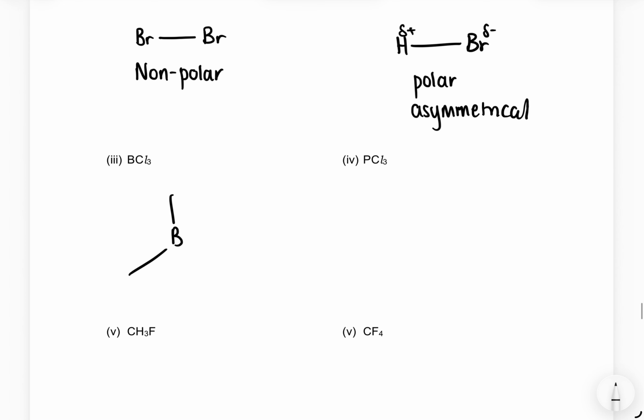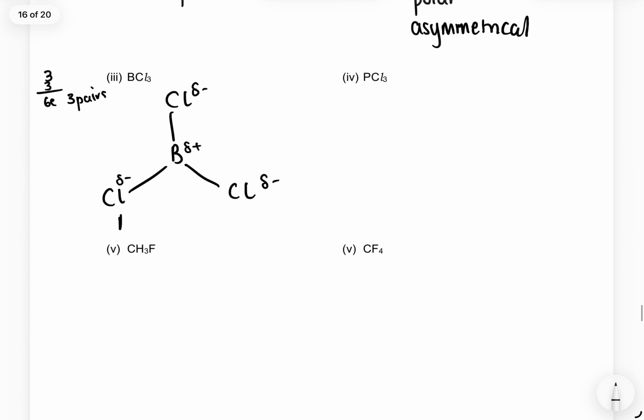BCl3 has this shape because remember it's 3 add 3, which is 6 electrons or 3 pairs, all bonds. Chlorine is more electronegative than boron. This is non-polar because it's symmetrical. So the dipoles cancel out.